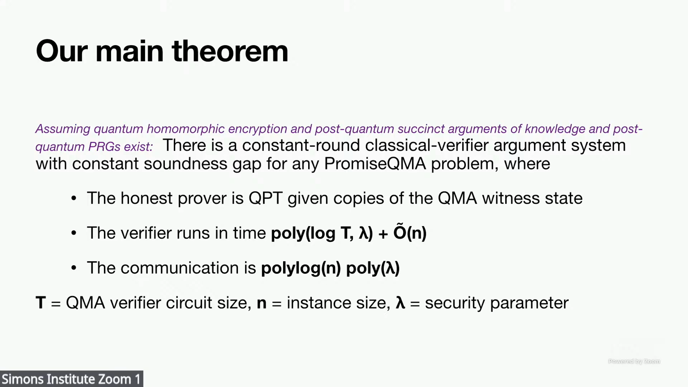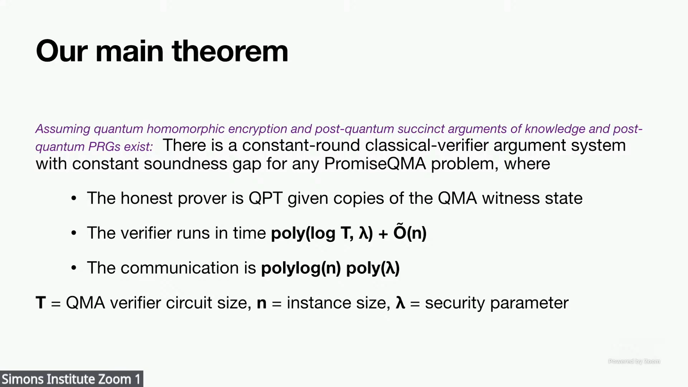This thing t is itself a polynomial in n, so it's still polylog n, polynomial in lambda, the security parameter, and this O tilde of n, which is the time it takes to read the input. And the amount of communication is polylog n times poly lambda. So that's succinct as I defined it at the beginning. Okay, so any questions about the result or the overall structure of how we got here?